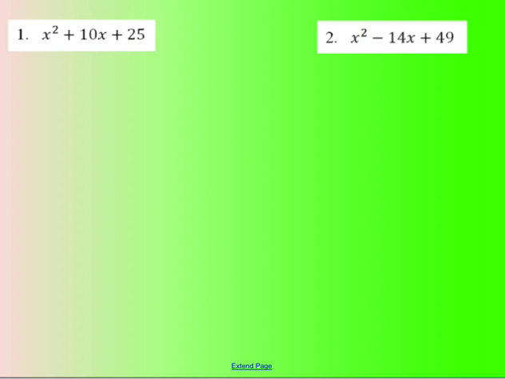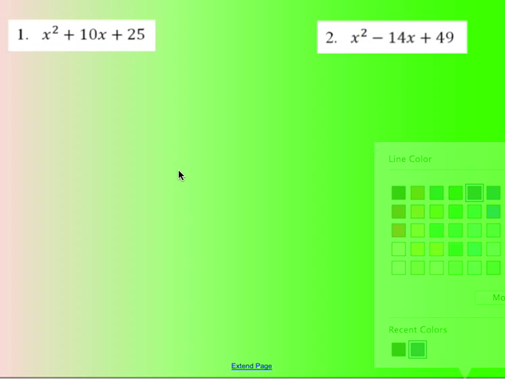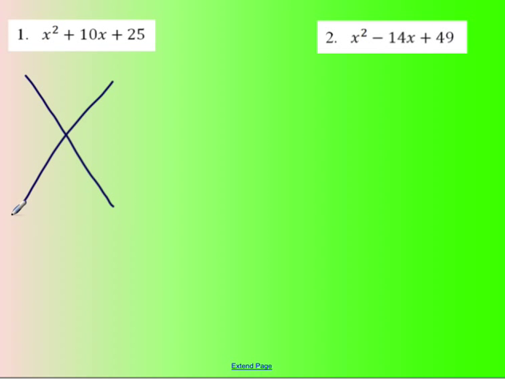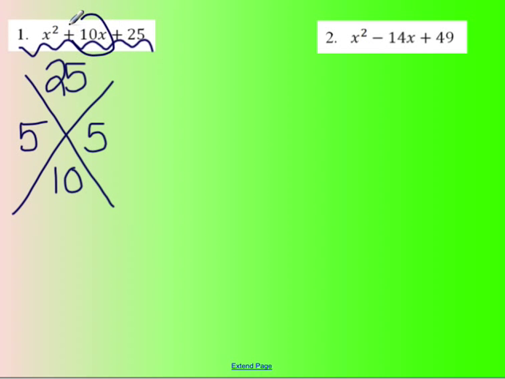So taking a look at number 1. For number 1, we want to set up our x. So we're going to multiply our a times our c, and that's going to give us 25. And then we're going to be adding to 10. So what multiplies to 25 and adds to 10? Well, that's going to be 5 and 5. So now I'm going to rewrite this equation splitting up that middle term. So I'm going to split up 10x, and instead of 10x, I'm going to have 5x and 5x.